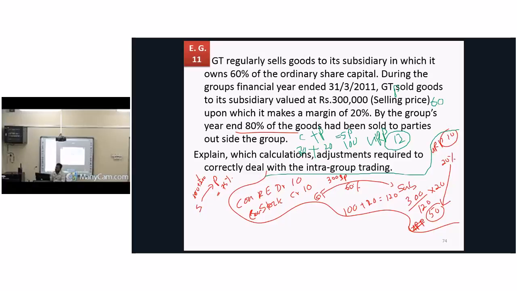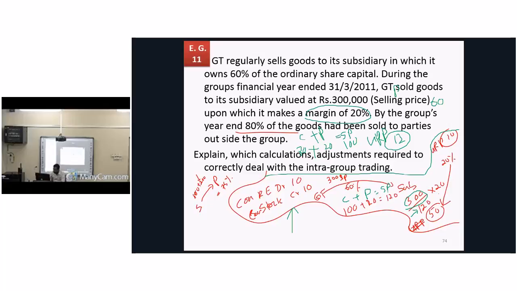But if inventories are sold at markup, not margin, how to take it? If it is markup, then take cost as 100, then profit will be 20 and selling price will be 120. In that case, if the value is given on selling price, this 300 should be divided by 120 and multiplied by 20, then it will be 50.